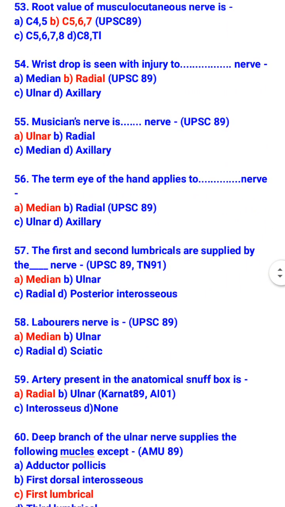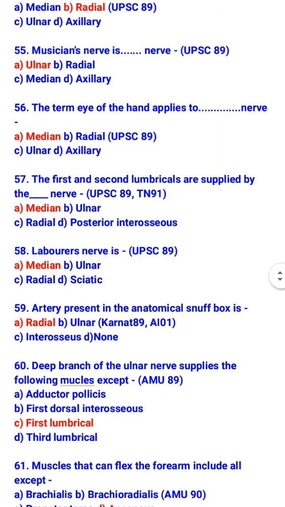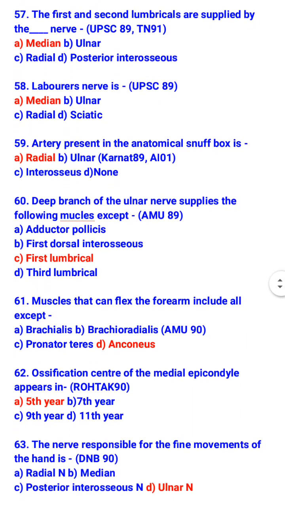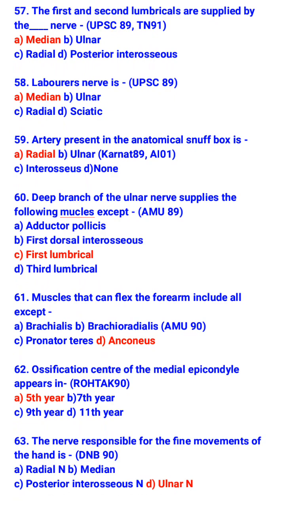Musician's nerve is ulnar nerve. The term eye of the hand applies to median nerve. The first and second lumbricals are supplied by the median nerve. Labourer's nerve is median nerve. Artery present in the anatomical snuff box is radial artery.